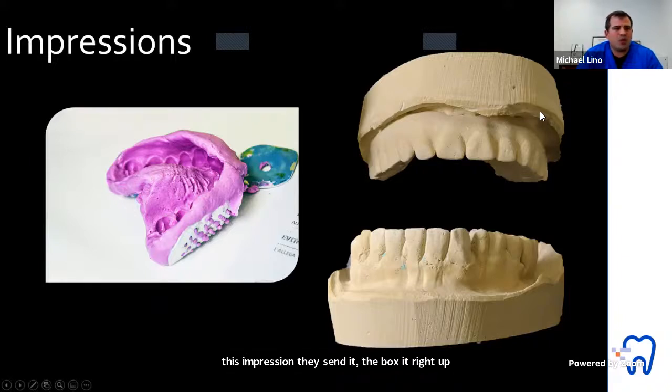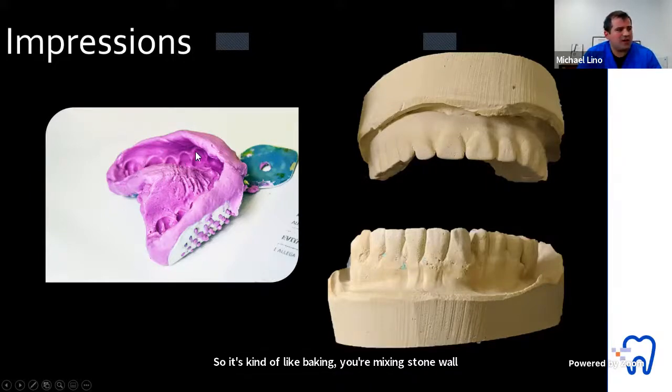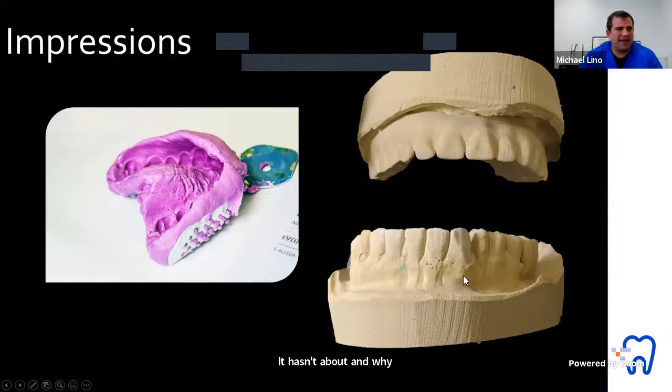The lab pours models, and it's basically stone. So it's kind of like baking. You're mixing stone and water, it's plaster and water, pour it into the impression, and you have a copy of what the patient has in the mouth. And with that copy is where we can actually start making an appliance.